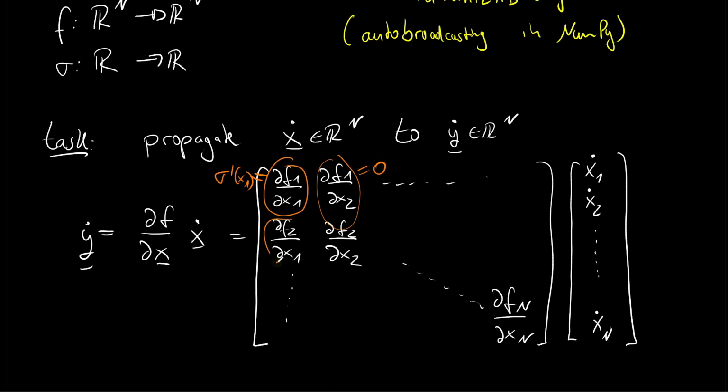And the same holds true for that entry. This will be 0. f2 with respect to x2 will just be sigma prime evaluated at x2. And we could go on and so forth and would find out that there are only diagonal entries in our matrix. So for completion, let's also do that one here. This is sigma prime evaluated at xn.